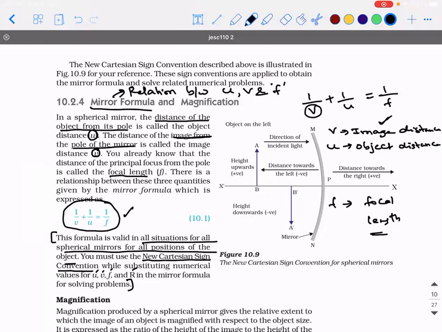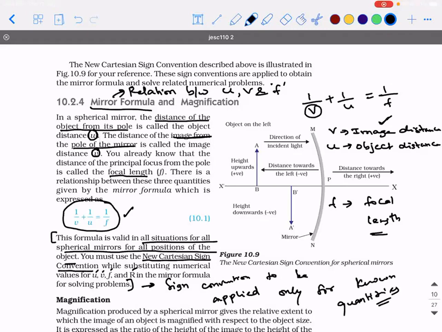I would like to add a point here. Sign convention to be applied only for known quantities. Means for unknown, you will not apply any sign convention. The problem itself will take care of it.